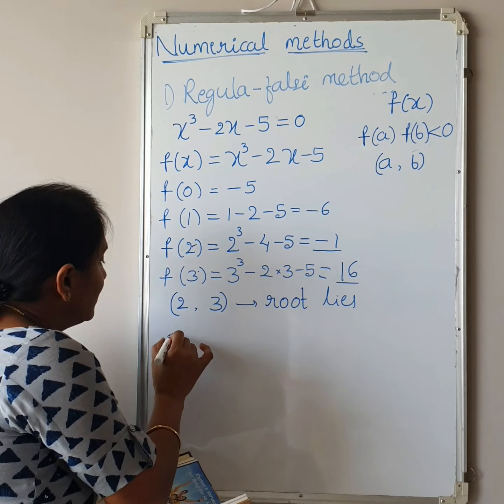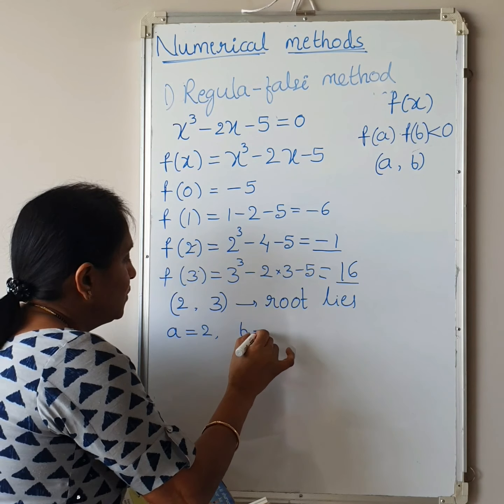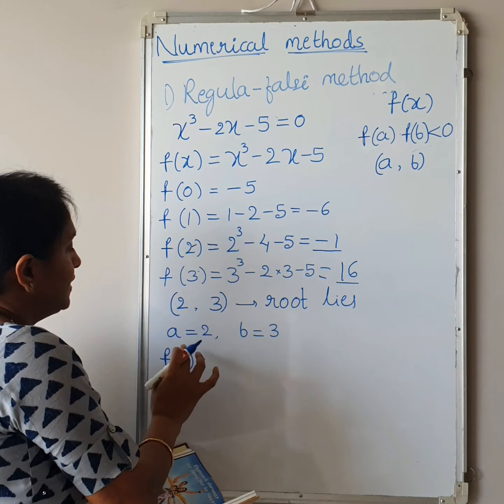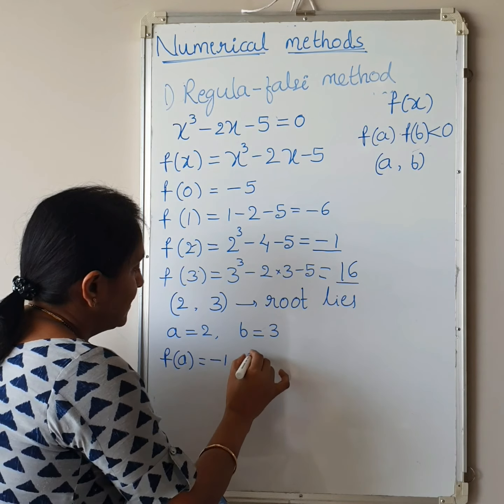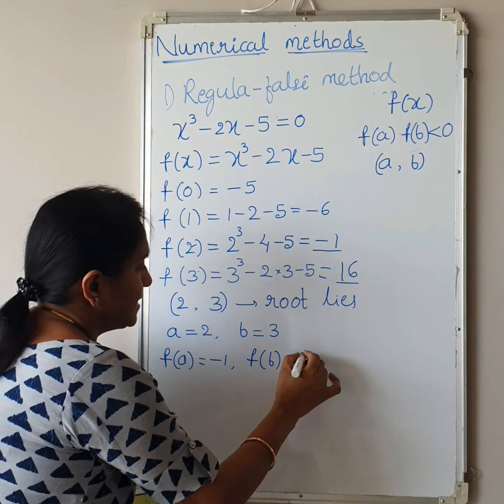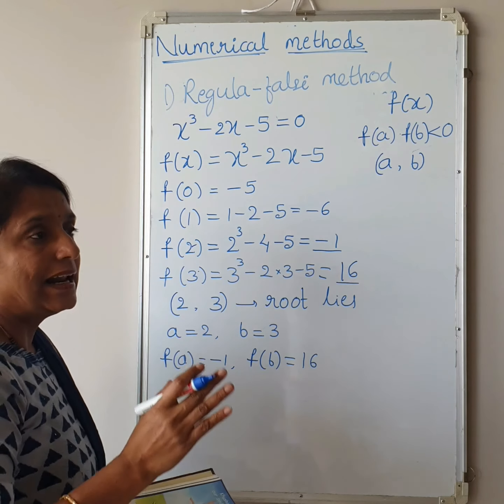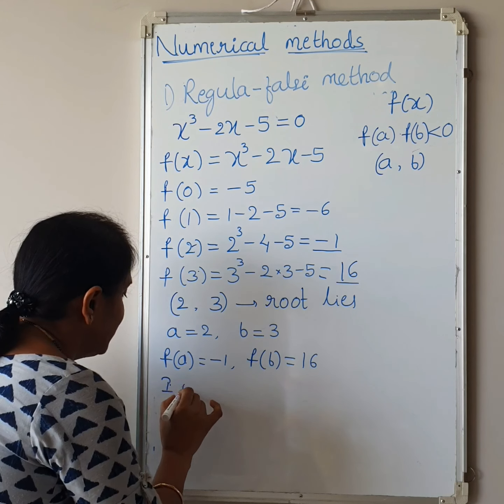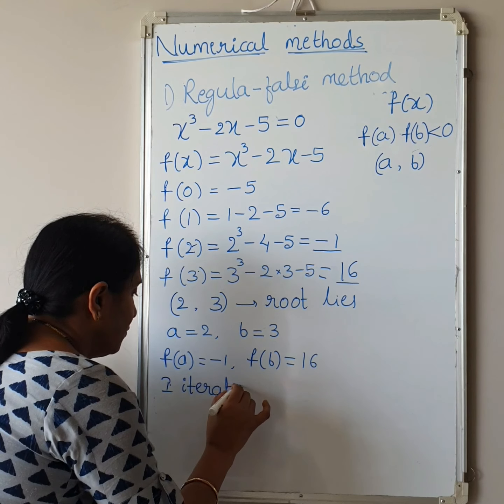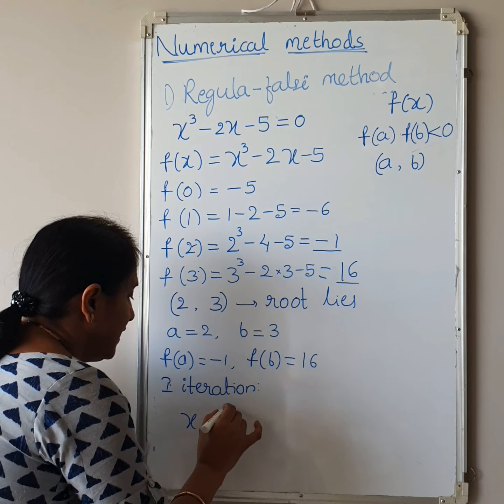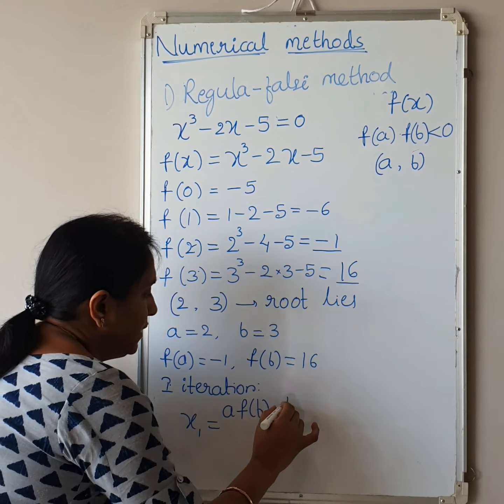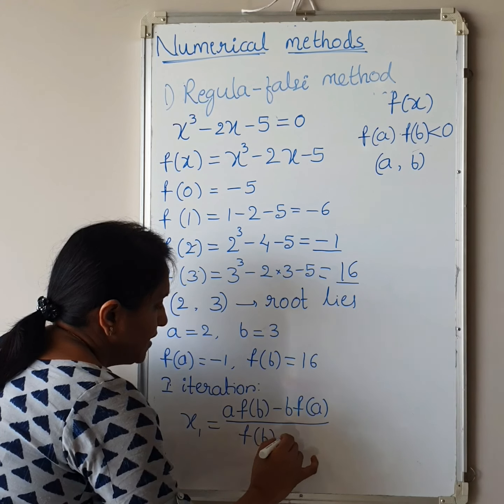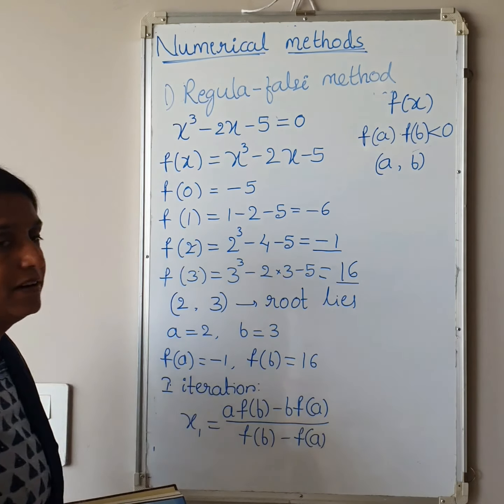Root lies. So here a is equal to 2 and b is equal to 3. Then f of a means already we found. F of a is f of 2. F of 2 is minus 1 and f of b, that is f of 3 is 16. Write down all the terms clearly. Then write the formula. So by Regula Falsi method, first iteration, formula is x1 is equal to a f of b minus b f of a divided by f of b minus f of a. This is the formula for Regula Falsi method.